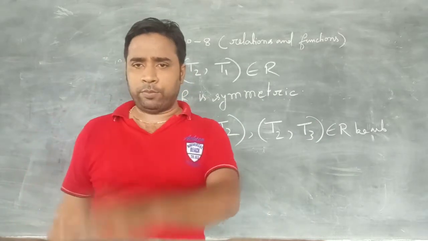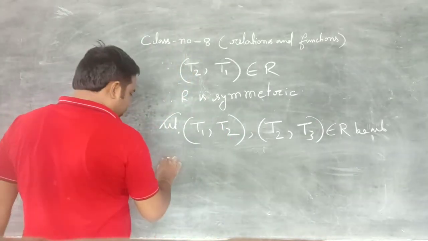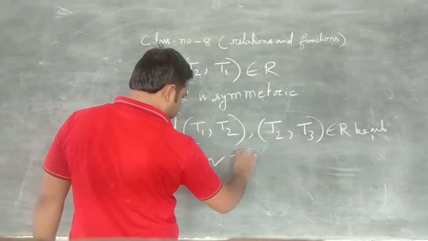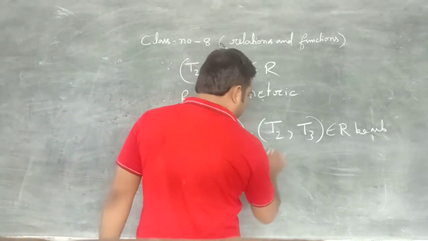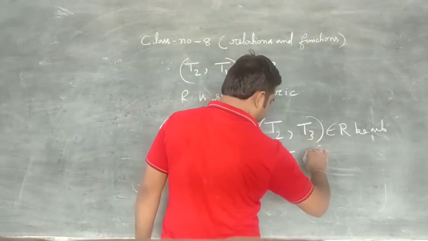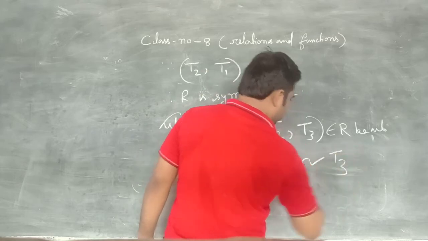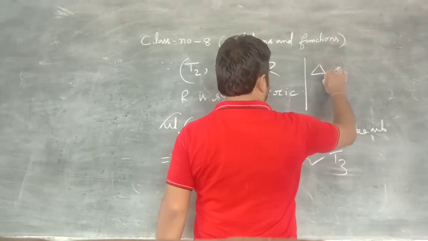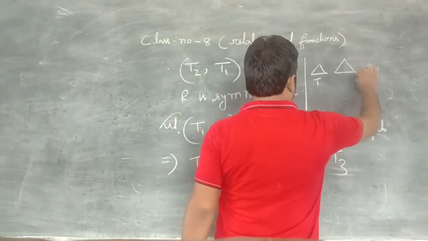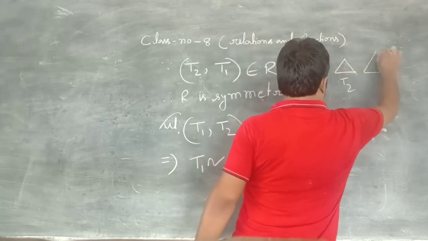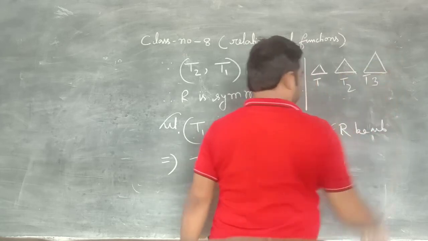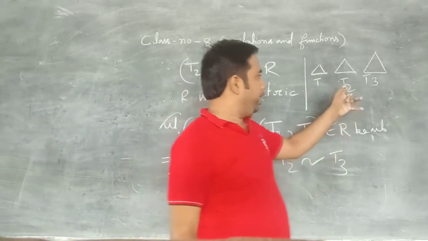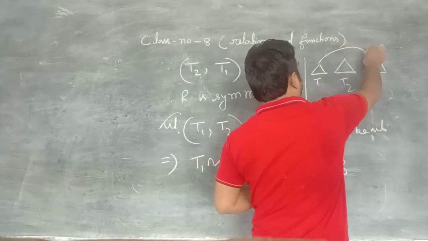So I have considered two pairs from the relation R. Since the first pair belongs to R, we can write T1 is similar to T2. The second pair also belongs to R, so T2 is similar to T3. Consider the triangles T1, T2, T3. T1 and T2 are similar, T2 and T3 are similar.